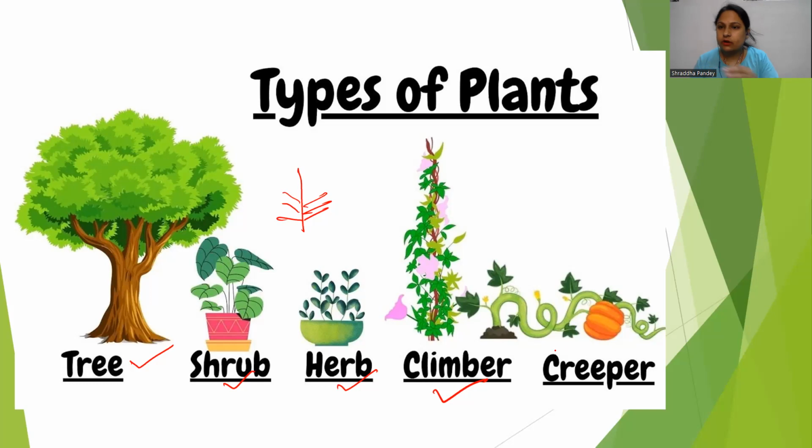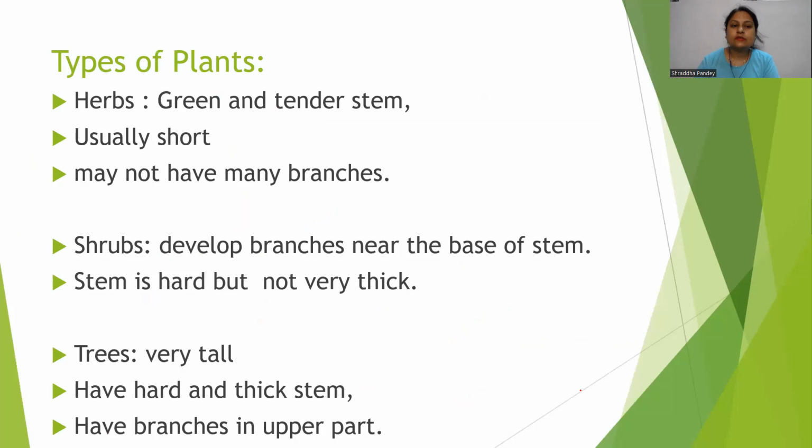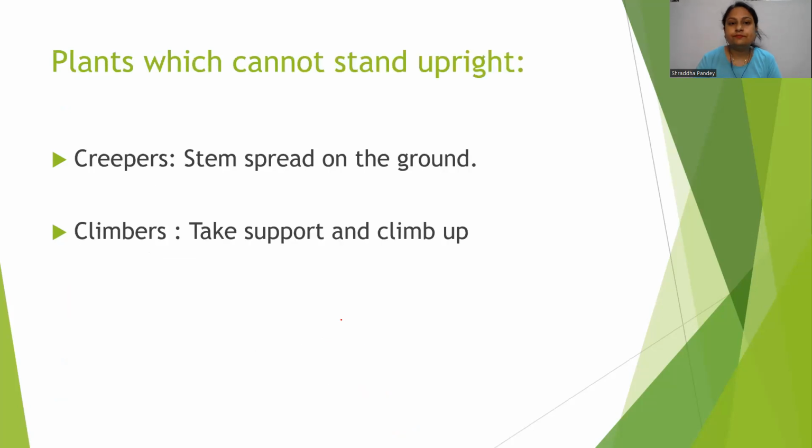Which creep on the ground, crawl. They grow towards the surface of the ground. Such type of plants are called creepers. So trees have a very hard and thick stem. The girth is very broad, very wide. You can check how wide it is by hugging that tree, so you can find out how much girth the tree has. And it has branches in the upper part and it is very tall.